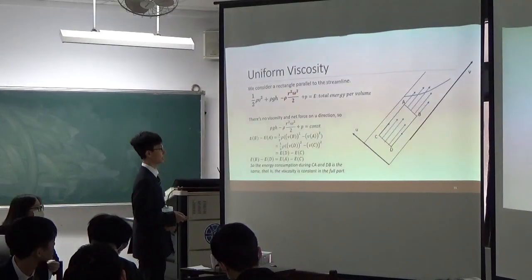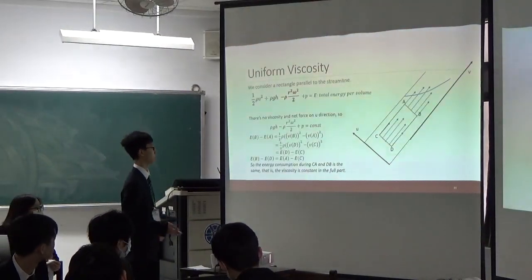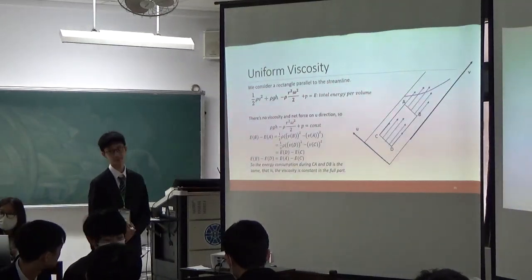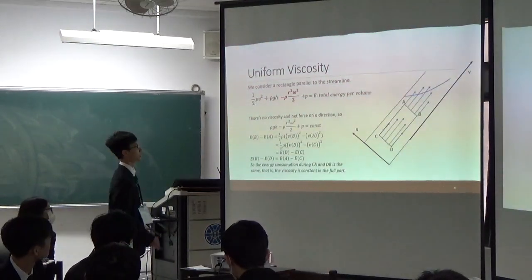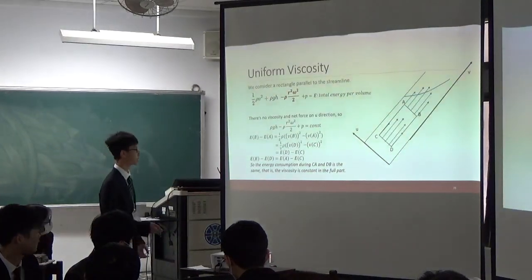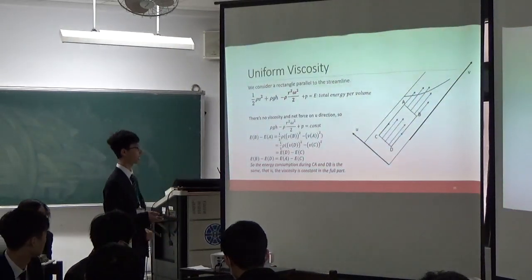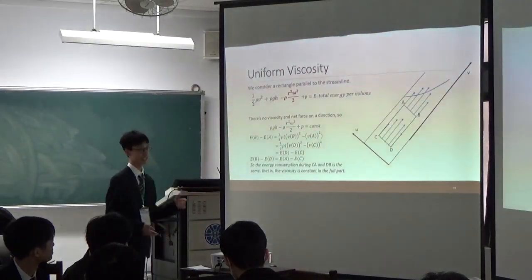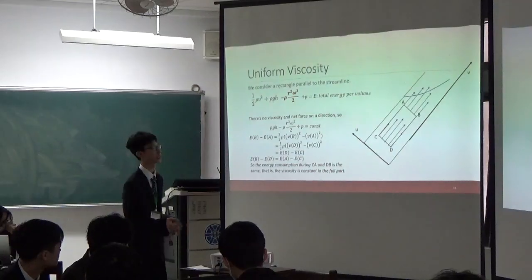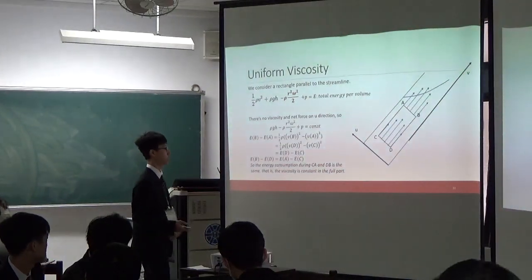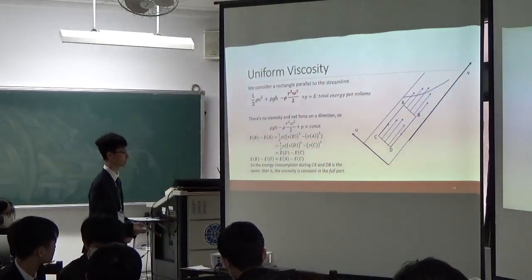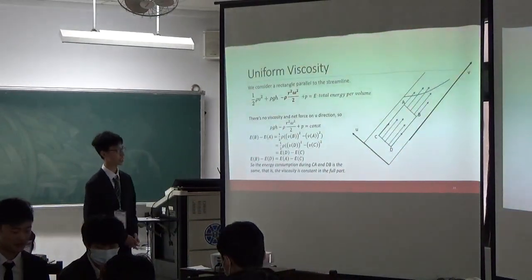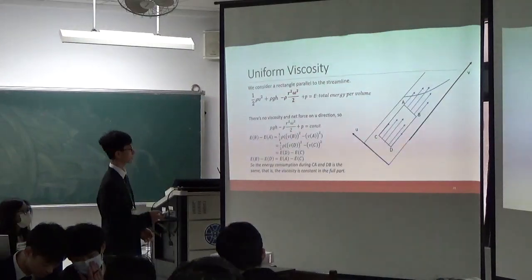The E function of B minus the E function of D is equal to the E function of A minus the E function of C. And we know the E function also represents energy. So the E function of B minus the E function of D is the energy consumption during this process. So the energy consumption during CA and DB is the same. That is, the viscosity is a constant in the flow part.